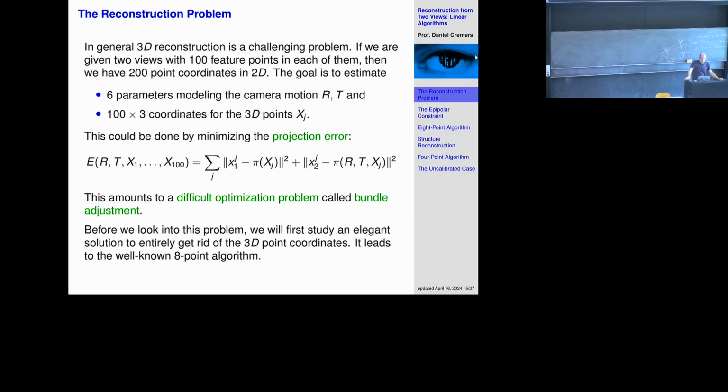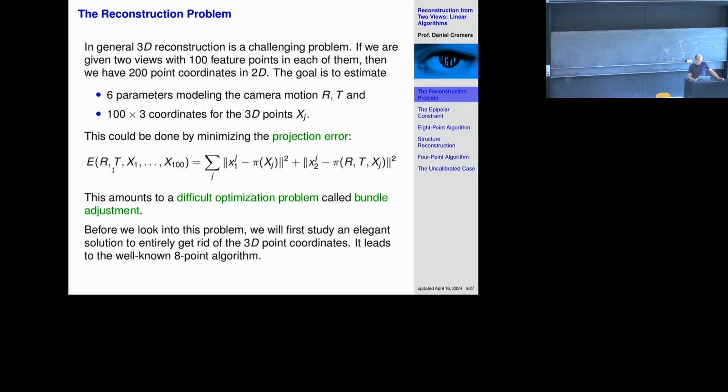In general, the reconstruction of camera motion and 3D structure is challenging. Just to give you an estimate of how many unknowns we might have. Let's say we're given two views of, let's say, 100 points in each of them. So that's 200 point coordinates in 2D. And then the goal is to estimate 6 parameters that model the rigid body motion, rotation and translation, 3 rotation, 3 translation. And then, in addition, we want to estimate the 3D coordinates for these 100 points, so that's 100 times 3 coordinates, right?